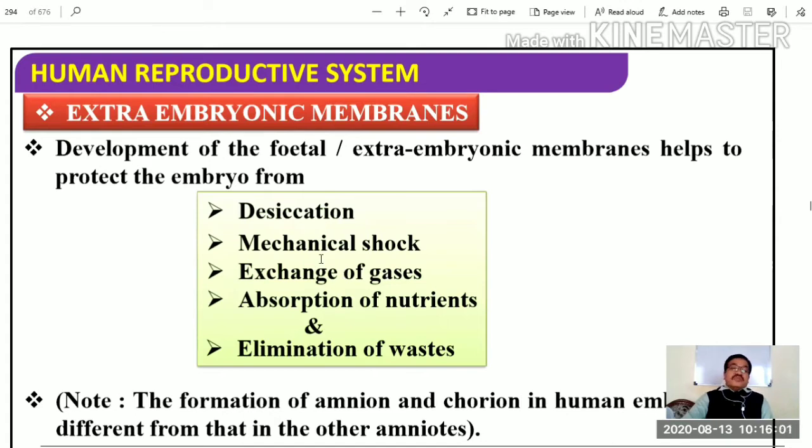Absorption of nutrients. When the tissues absorb the nutrients, in that case the embryo also gets protected. And elimination of waste. Whatever waste products are in the body, they get released from the body, so at that time also there is protection of the embryo. So these are some of the reasons that could cause harm to the embryo, and it is protected only by the extra-embryonic membranes.